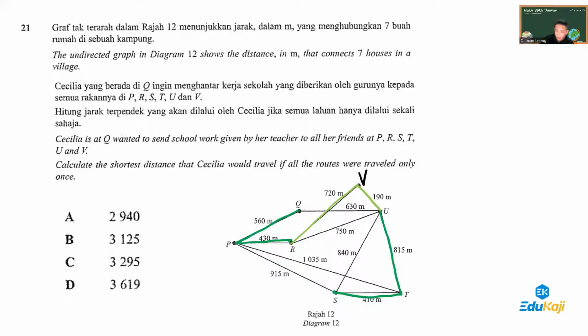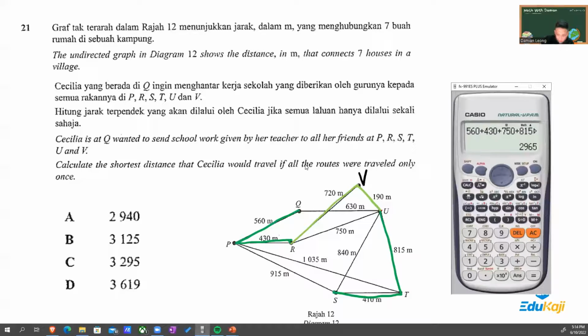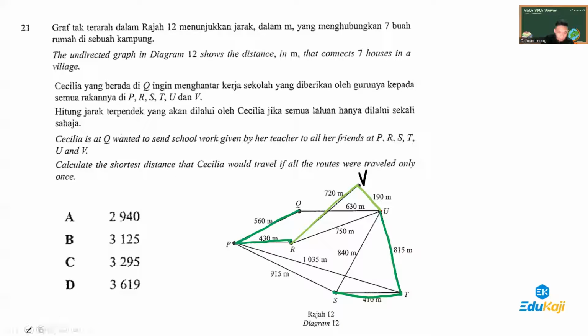If I go the other way instead, it would be more or less the same. But this takes most of the shorter routes that connect to the points. So this is the distance: 560 plus 430 plus 720 plus 190 plus 815 plus 410, which is 3125. So the answer is B.